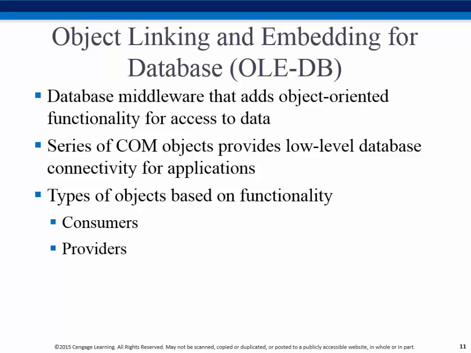Data providers provide data to other processes. Database vendors create data provider objects that expose the functionality of the underlying data source. Service providers provide additional functionality to consumers. The service provider is located between the data provider and the consumer. The service provider requests data from the data provider, transforms the data, and then provides the transformed data to the data consumer.